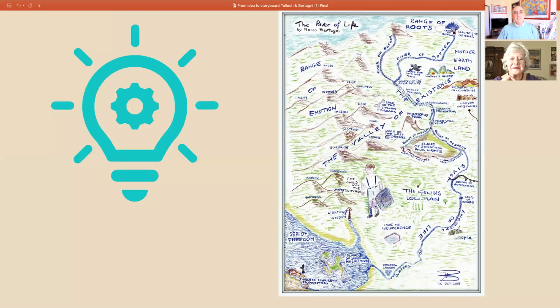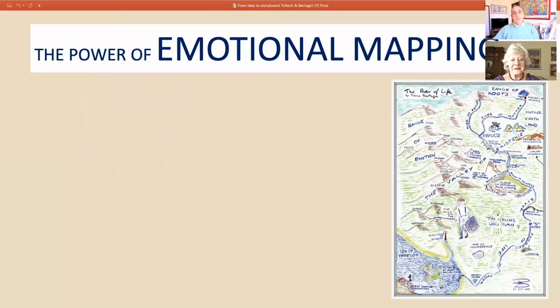And I had this kid crossing all these places. So this was the initial idea of the book. Then I added pictures, I added texts, but what I would love to talk to you today is about the power of mapping, not only emotional mapping, just mapping in general.